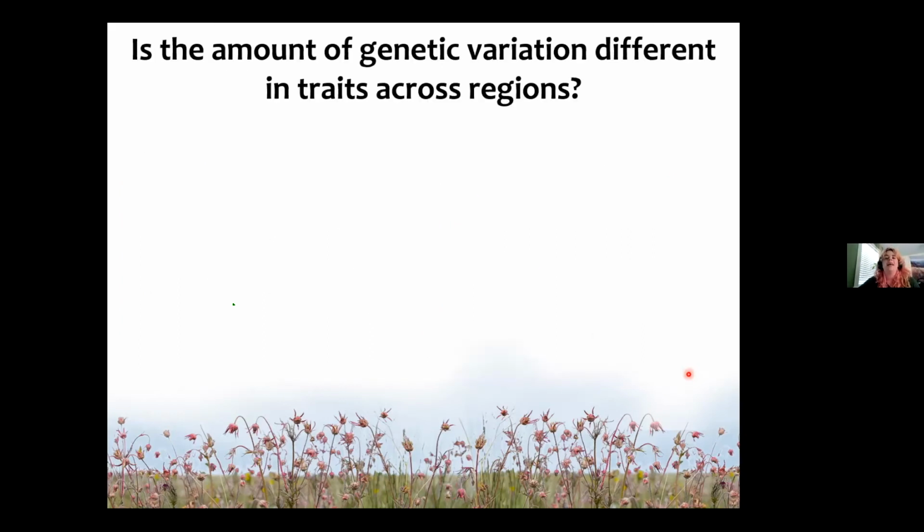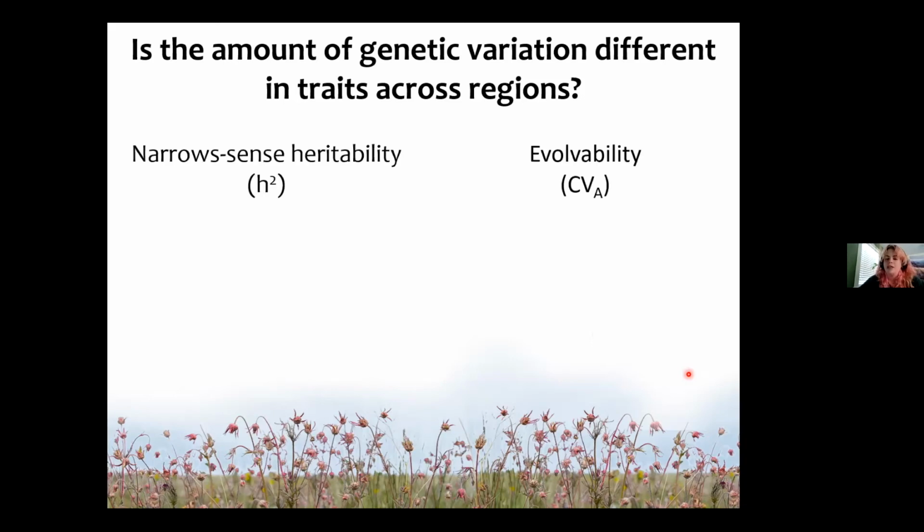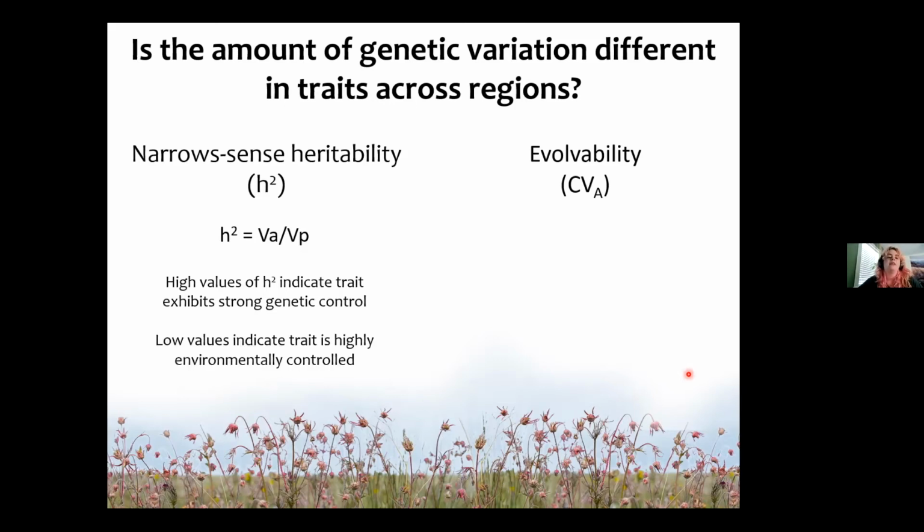To answer why alvars are retaining greater control over their water use, we need to investigate the amount of genetic variation in our traits. And to do that, we looked at narrow sense heritability and evolvability. Narrow sense heritability is the amount of additive genetic variance in our traits divided by the total phenotypic variance, and it can range from 0 to 1. Higher values of heritability indicate the trait exhibits strong genetic control, and lower values indicate that the trait is highly environmentally controlled.